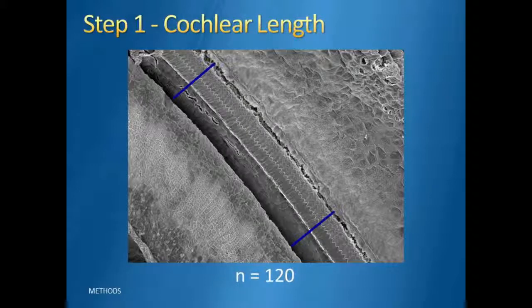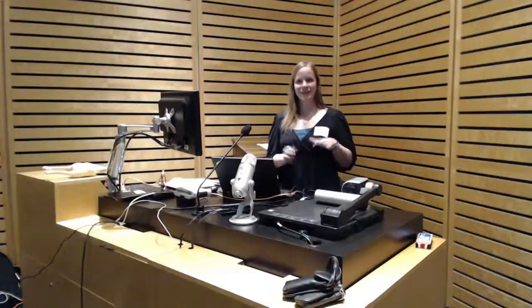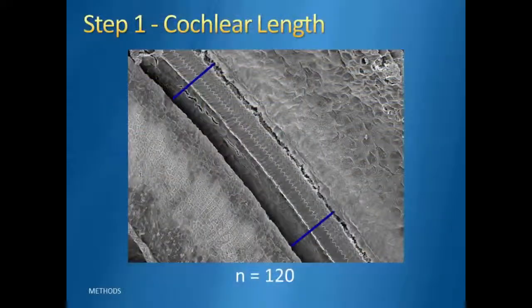So we started taking the micrographs, and as we take each one, you have to tilt the sample to accommodate for the curvature of the cochlea. I looked at 120 photographs similar to this to measure out the area. Each one has to correspond to the next photo to ensure an accurate length. And our cochlea was about 38 millimeters in the end.